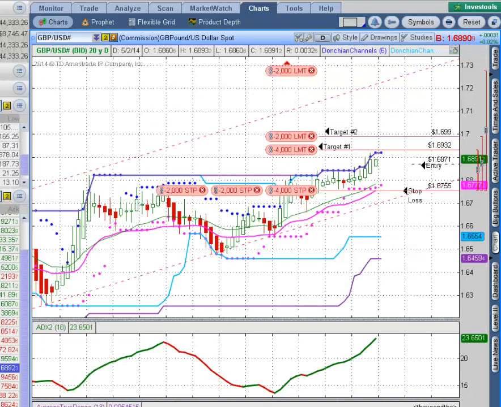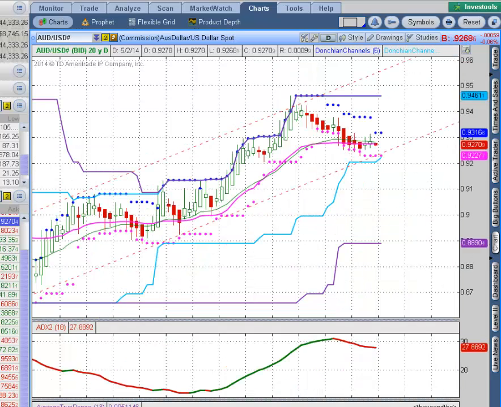Let's first look at the price chart for our open trade on the pound US dollar. We purchased 8 micros at 1.6871. We now have targets 1, 2, and 3 set up. Target number 1 is at 1.6932. Our stop loss is at 1.6755.